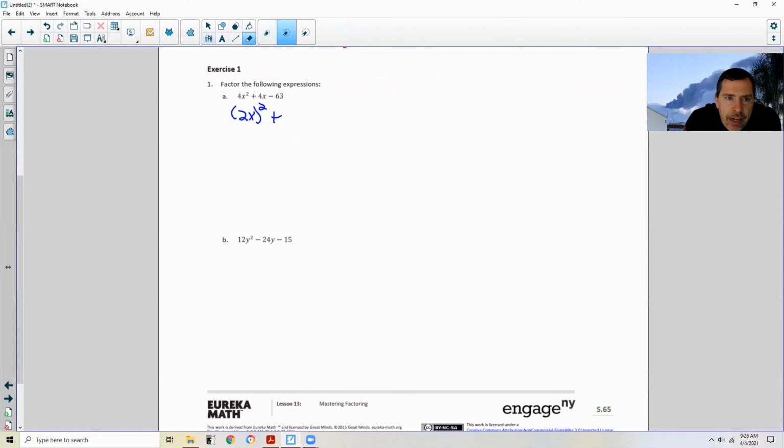What can I factor out of 4x? It can be a 2. So I could say this is 2 times 2x. So what I'm doing right here is I want my parentheses to match. So if I took the square root of the first term and I got 2x squared, then I want 2x in the parentheses. And what do I have to multiply it by to get 4x? And that is the 2. And then the minus 63 just follows along.